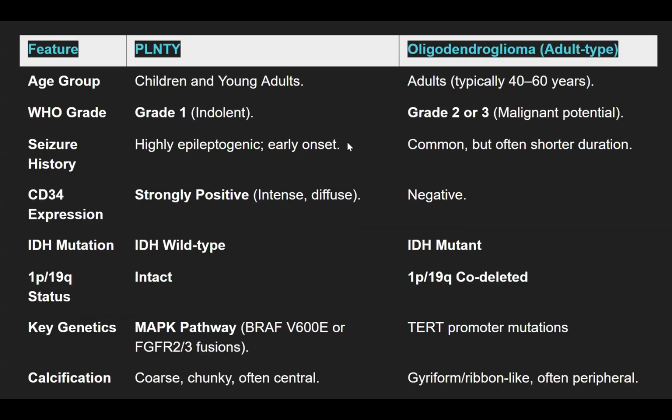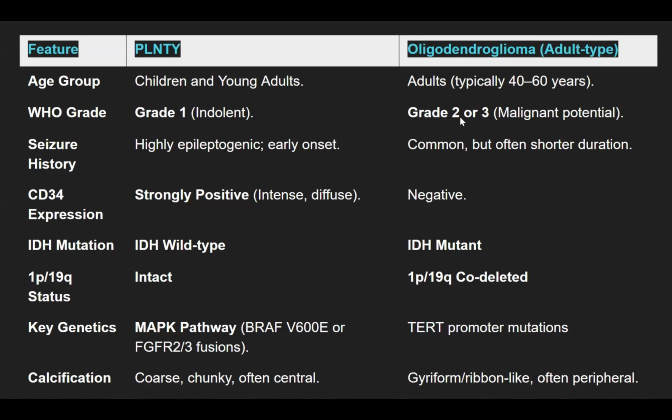But moving on, these are the differences. When you find the molecular panel of PLNTY, which is IDH wild type, with MAPK pathway alterations, BRAF V600E or FGFR2/3 fusions, then that changes the tumor to a grade 1, which is highly epileptogenic. Oligodendrogliomas are epileptogenic as well. You also see these patients presenting with seizures, but they are typically adults, especially adult males, and they are grade 2 or grade 3.